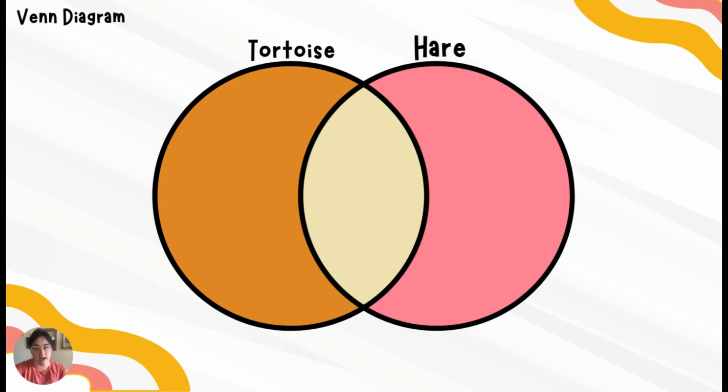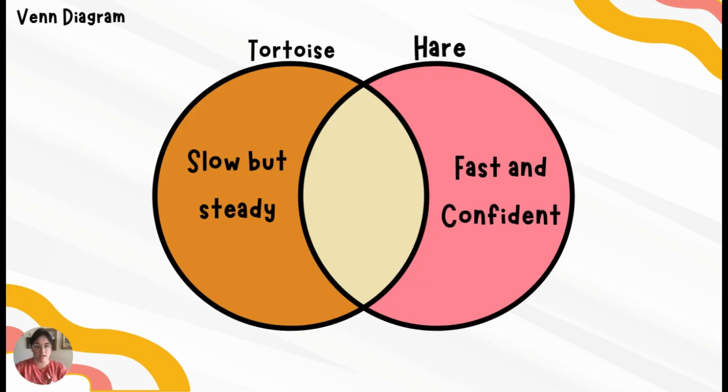So I'm going to ask the class, what is something that we might write in the tortoise circle? Okay, I heard someone say slow but steady. Tortoise is known that he was slow but steady and that won the race, right? So if Tortoise was slow but steady, what should we write for the hare? Exactly. We're going to write fast and confident, right? A hare and tortoise were opposites, which is the whole point of this Venn diagram, is to see how they're opposites, correct?